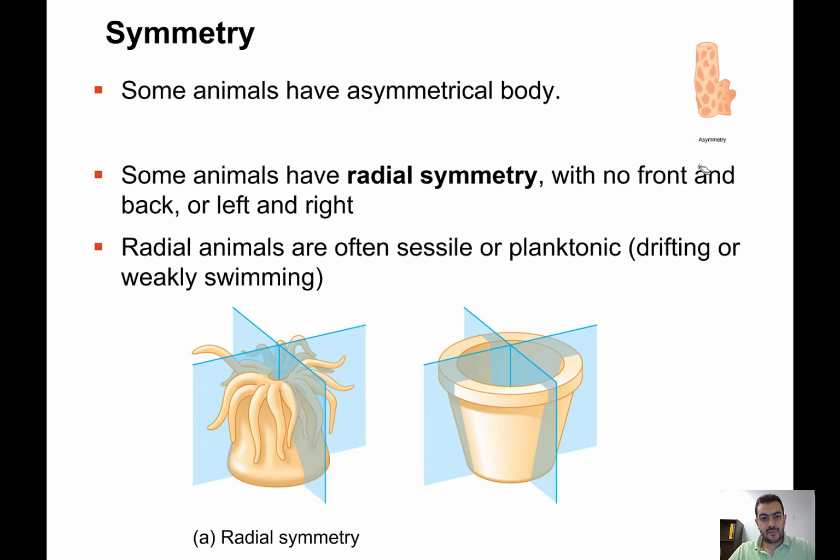These radial animals are often sessile or planktonic, so they drift or swim weakly with the current of water. So usually you will find these radially symmetrical animals in the sea, for example the hydra and the different types of aquatic animals.